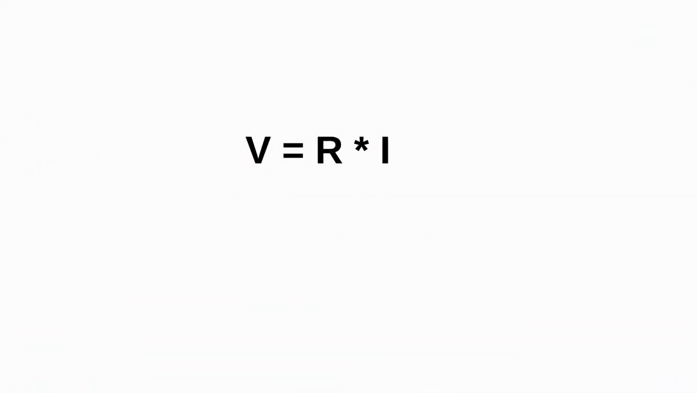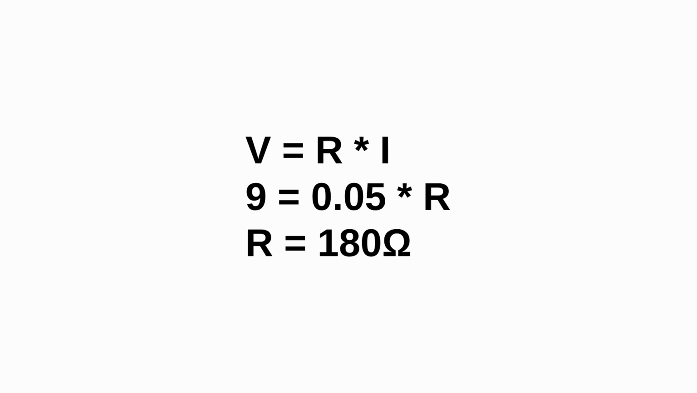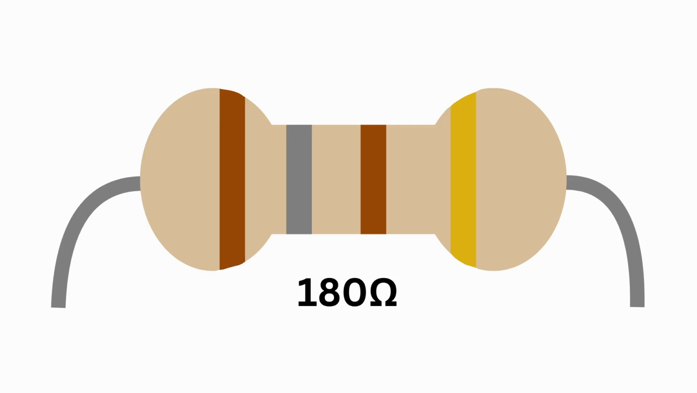Let's look at an example to calculate the appropriate resistor value. Suppose we are connecting an LED to a 9-volt battery and the manufacturer says the LED operates best at 50 mA. Using Ohm's law, voltage equals current times resistance. 9 equals 0.05 times resistance. So we know that resistance is equal to 180 ohms. So we need a resistor of about 180 ohms.